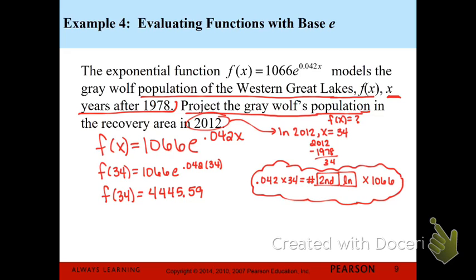445.59. So what is the population going to be? Can't have 0.59 of a wolf, can we? So do we round up or down? Do we have a full wolf? Don't have a full one, so round down.